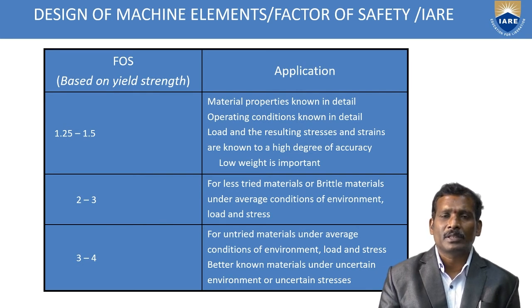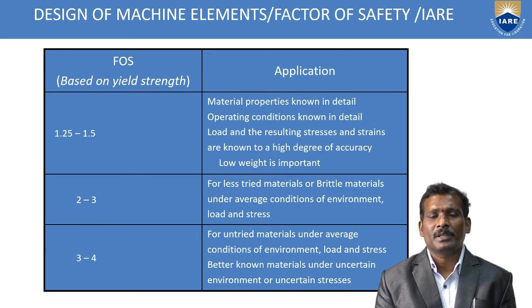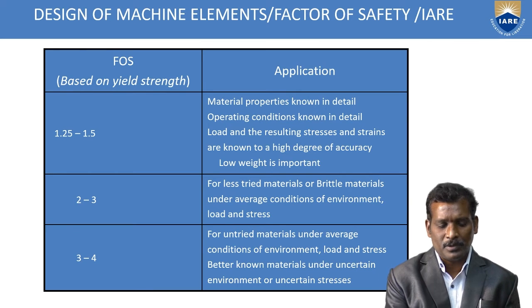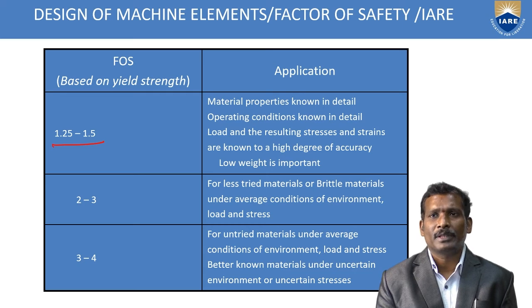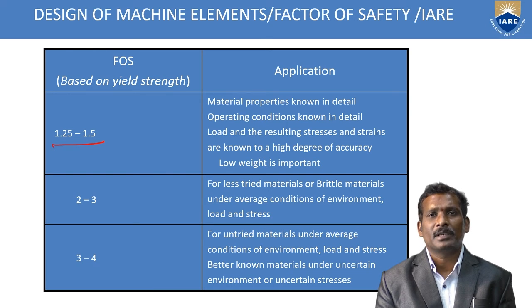Clear? For ductile materials, what is the factor of safety, and for brittle materials, what is the factor of safety? How to take the factor of safety? It is represented in this table. Clear? The factor of safety based on yield strength. The first one is the 1.25 to 1.5 range. For what applications? Material properties known in detail. Suppose you know the material property, whether the material is ductile in nature or brittle. If you know the material, then immediately you can take the factor of safety while designing a component. The value is 1.25 to 1.5. The factor of safety value should be within this range only. Clear? And operating conditions known in detail: the operating conditions, the temperature, and the atmospheric conditions. If you know these, then in that case also you can take 1.25 to 1.5.